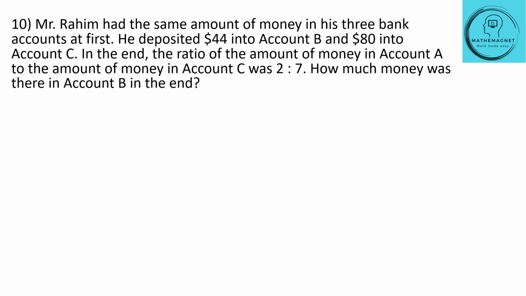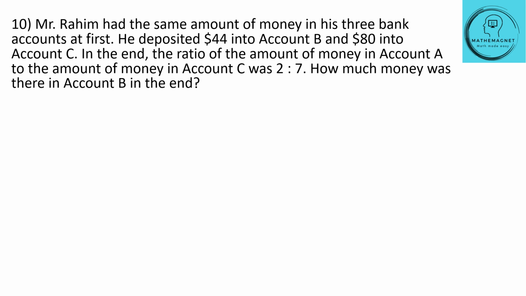Let's look at question number 10. Mr. Rahim had the same amount of money in his 3 bank accounts at first. He deposited $44 into account B and $80 into account C. In the end, the ratio of the amount of money in account A to the amount of money in account C was 2:7. How much money was there in account B in the end?